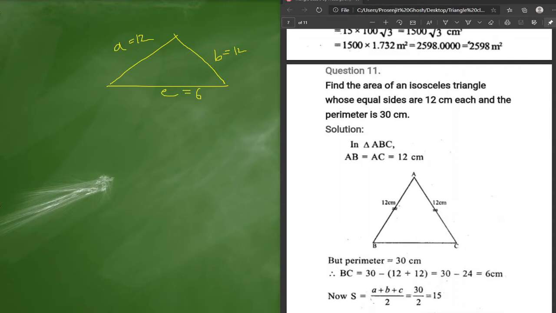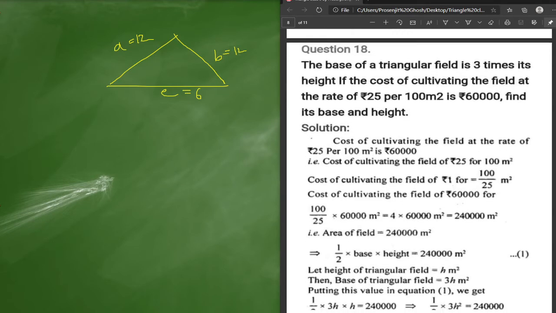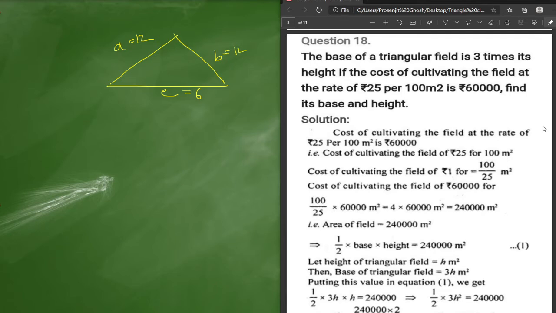Okay, moving to the next sum. The base of a triangular field is 3 times its height. If the cost of cultivating the field at the rate of 25 rupees per 100 meter square is 60,000 total, then find the base and the height. Step by step we will complete this one. Wait a minute.